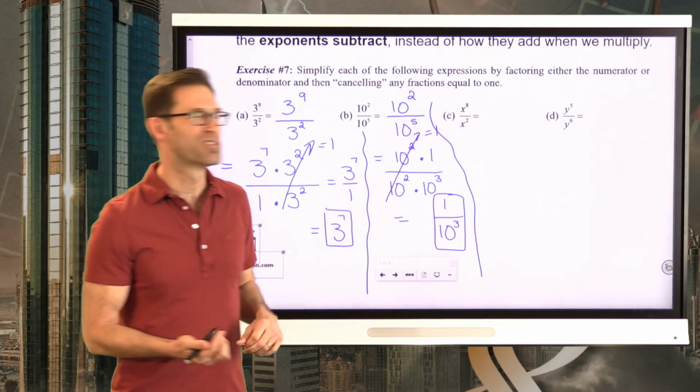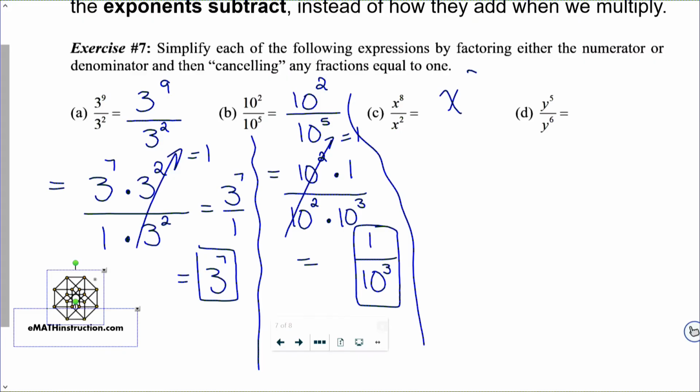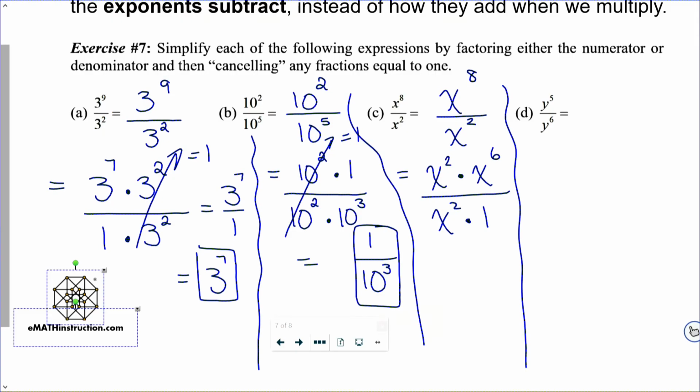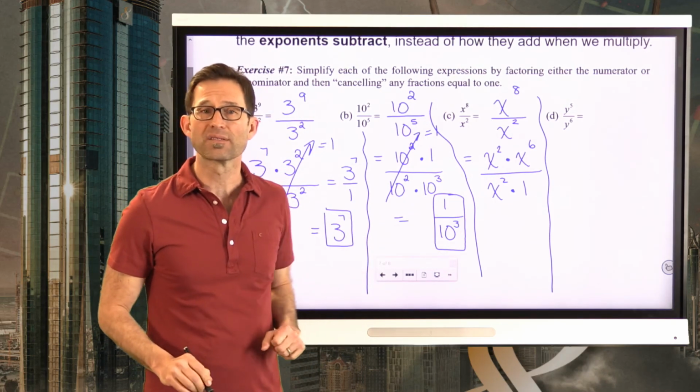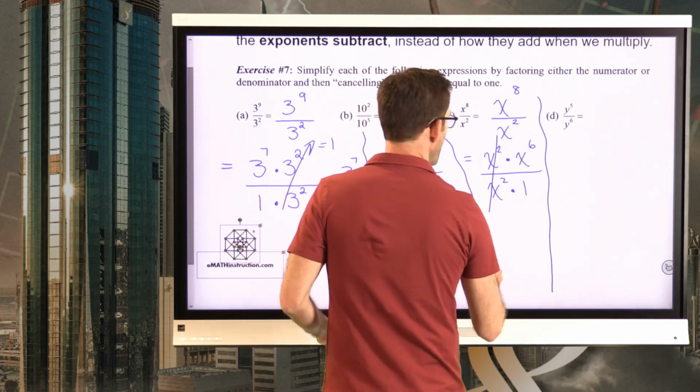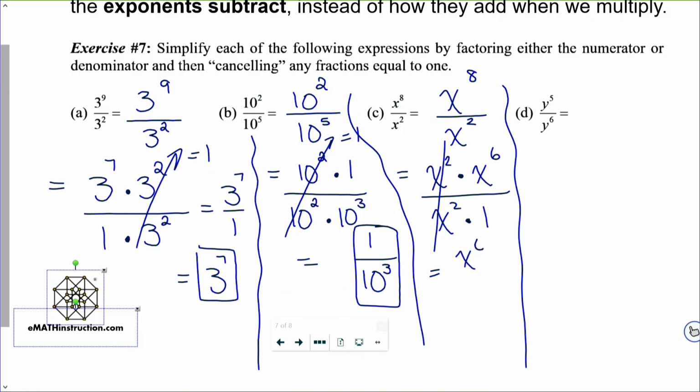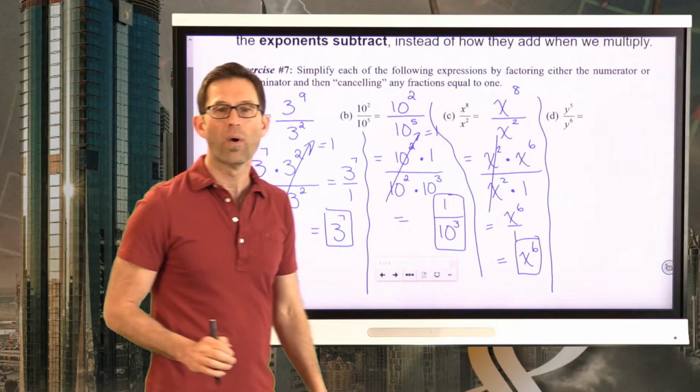All right, let's take a look at letter C. I've got x to the 8th divided by x to the 2nd, right? The higher power is in the numerator. I want to cancel that denominator. So I'm going to rewrite the numerator as x to the 2nd times x to the 6th divided by x to the 2nd times 1. Okay? Again, x to the 2nd divided by x to the 2nd cancel. They're equal to 1, which leaves me with x to the 6th divided by 1, and that's just x to the 6th. No need to leave that 1 in the denominator.